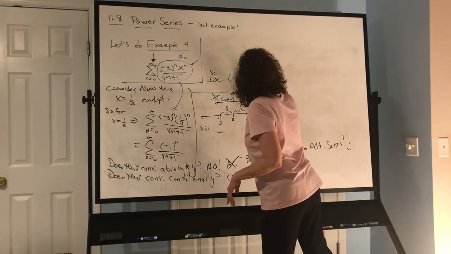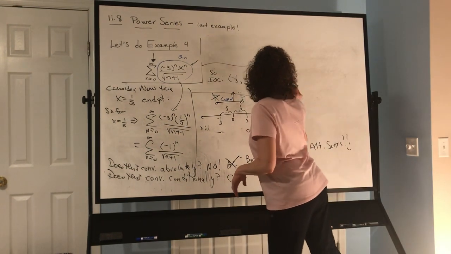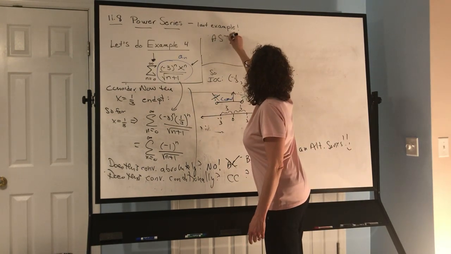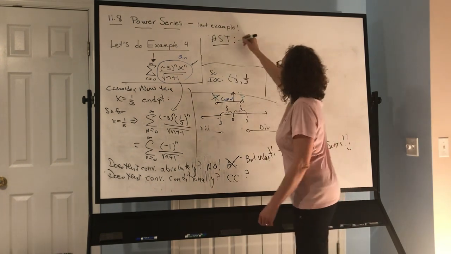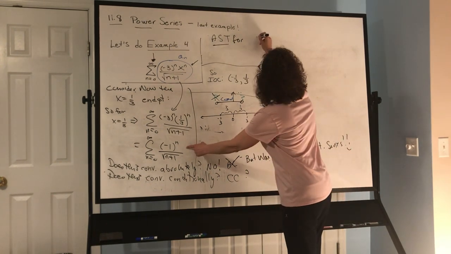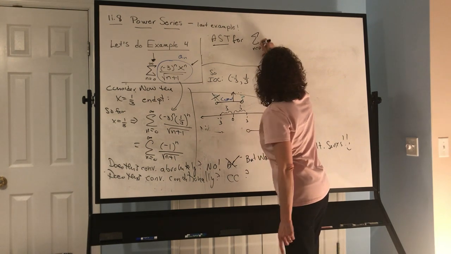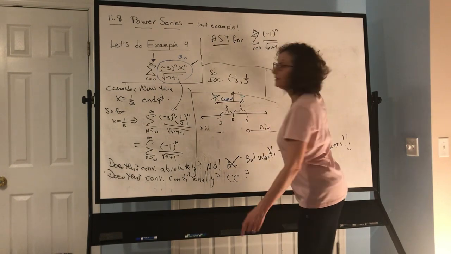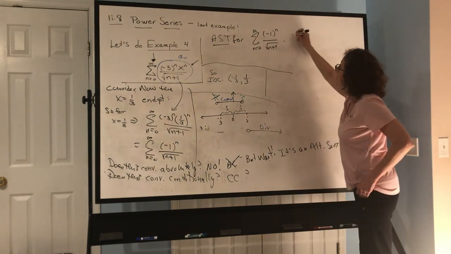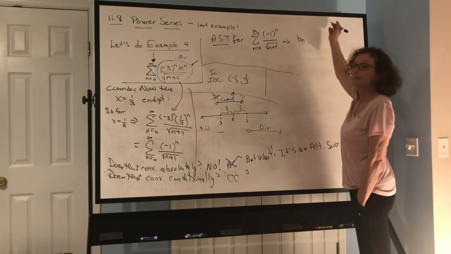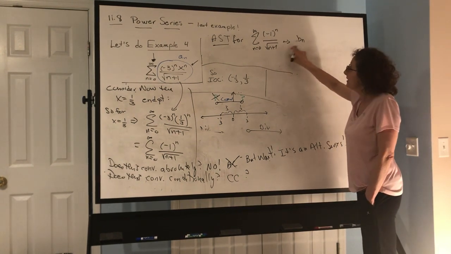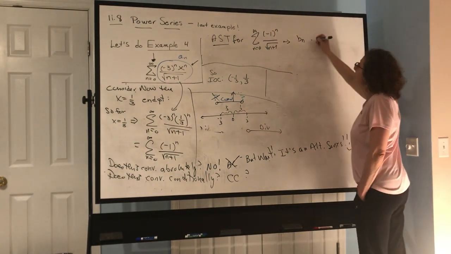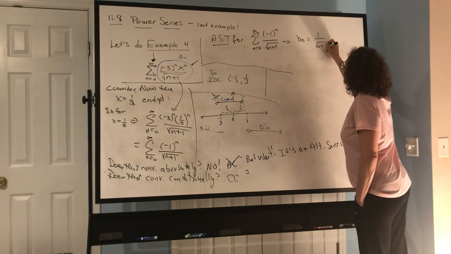So let's check. What are we going to check with? The alternating series test. Let's do the alternating series test for the sum n equals 0 to infinity of minus 1 to the n over the square root of n plus 1. So what are the b_n's here? Well, what did that mean with the alternating series test? It just meant the absolute value. You ignore the negative 1 to the n, and then we just look at that guy.